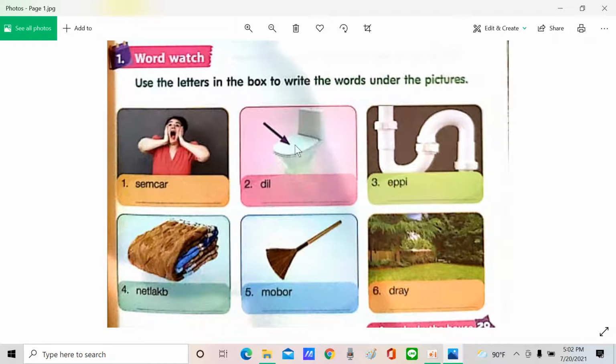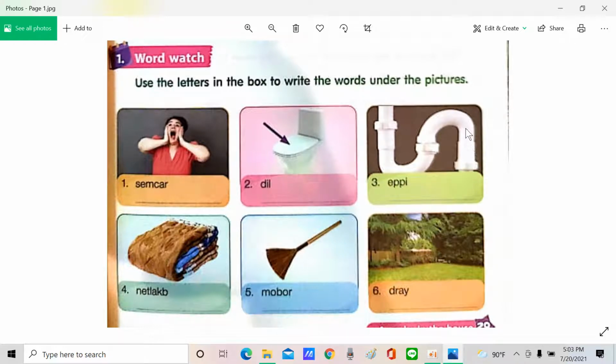Number 2, this is what you call a cover, the covering of anything, the top cover. In the picture you can see a toilet bowl. This plastic, the white thing that covers the bowl is called this one, D-I-L. Now we have to arrange these letters to form a word. This is wrong spelling, D-I-L, so you have to rearrange it to form the correct word.